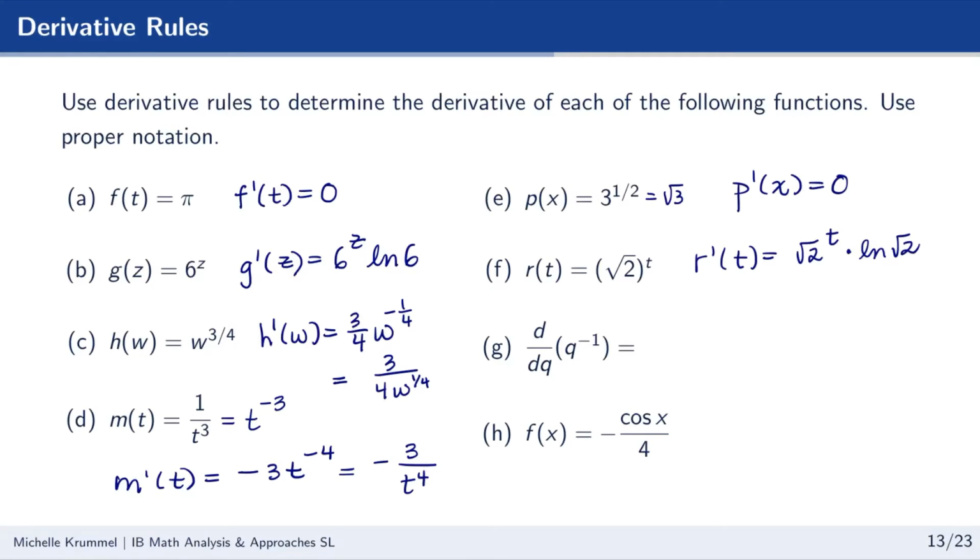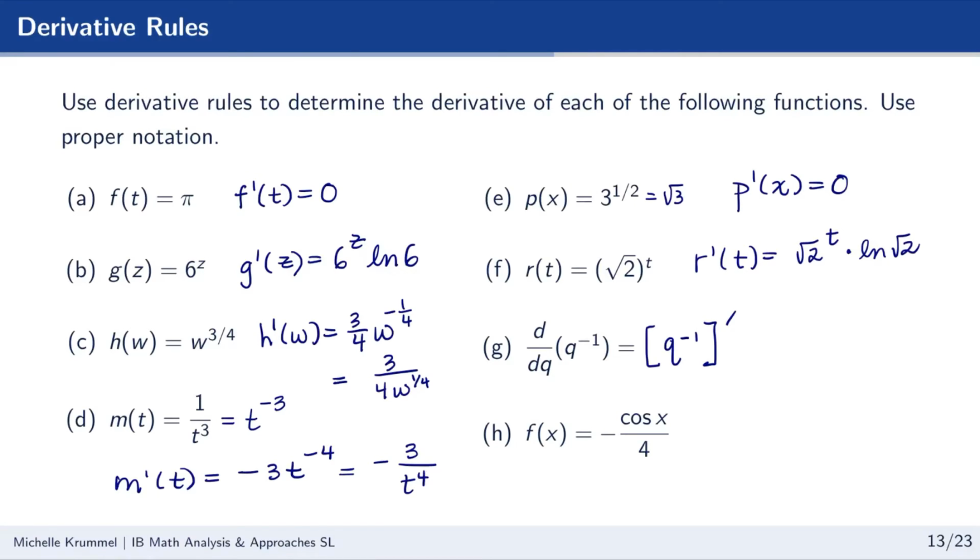In part G, we're seeing a new notation. This notation is the same as the bracket notation. This is telling us to take the derivative of what's inside the parentheses. So derivative of q to the power negative 1. If I want to use the bracket notation instead, I put q to the negative 1 in the brackets because that's what we're taking the derivative of.